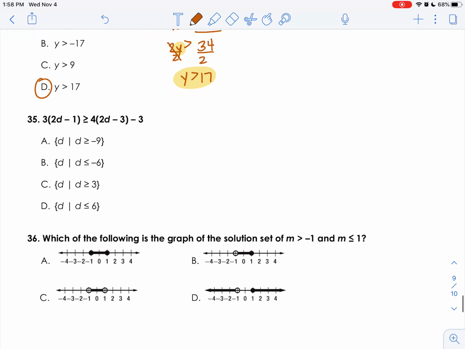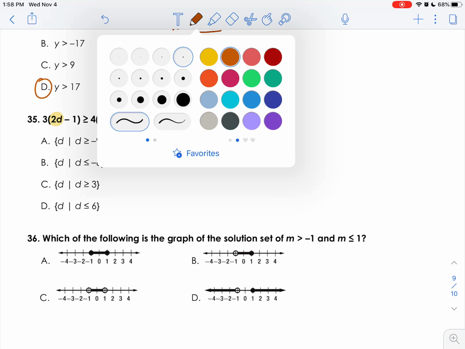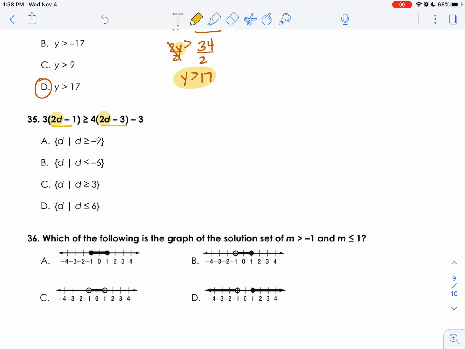On this next one, I'm solving for my variable D. I have D's on both sides, and they're also both inside parentheses, which means I'm going to use the distributive property. 3 times 2D is 6D. 3 times negative 1 is negative 3. Drop my sign, greater than or equal to.